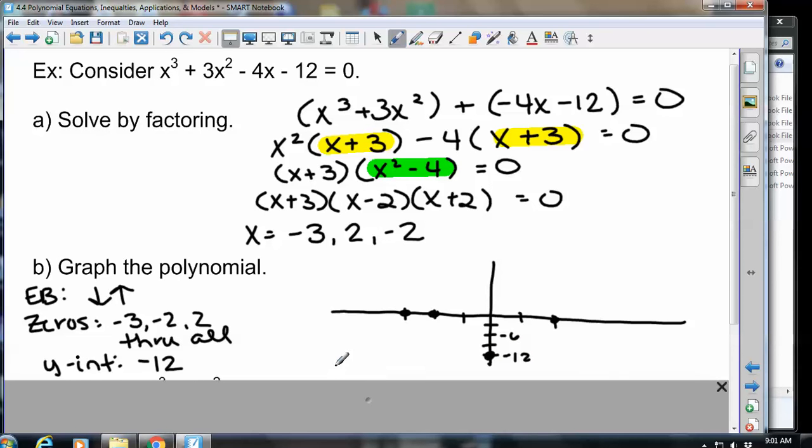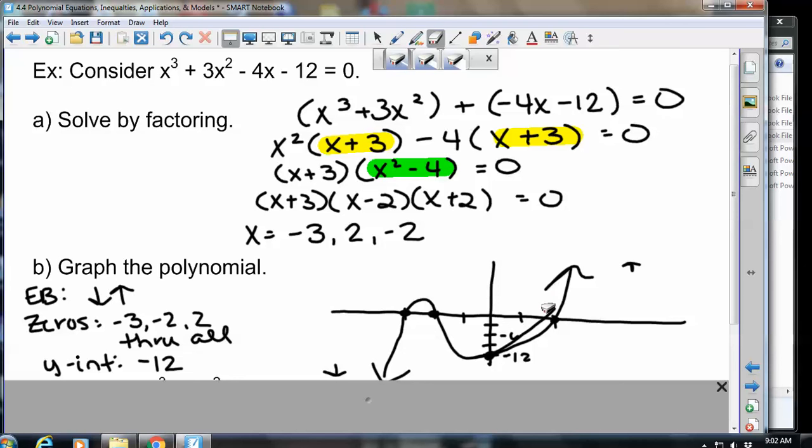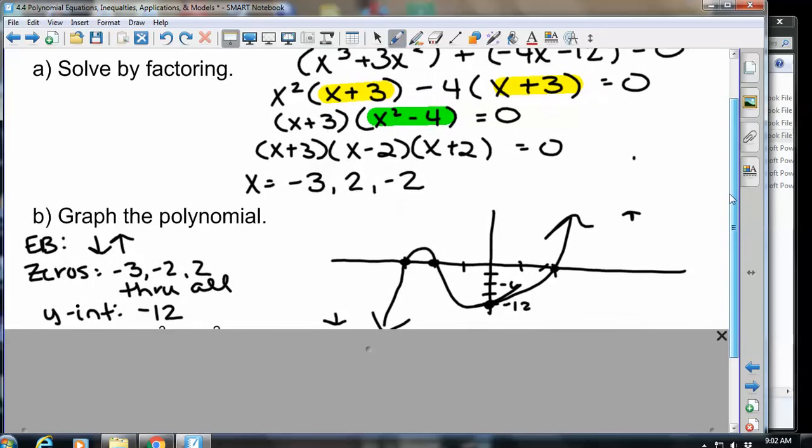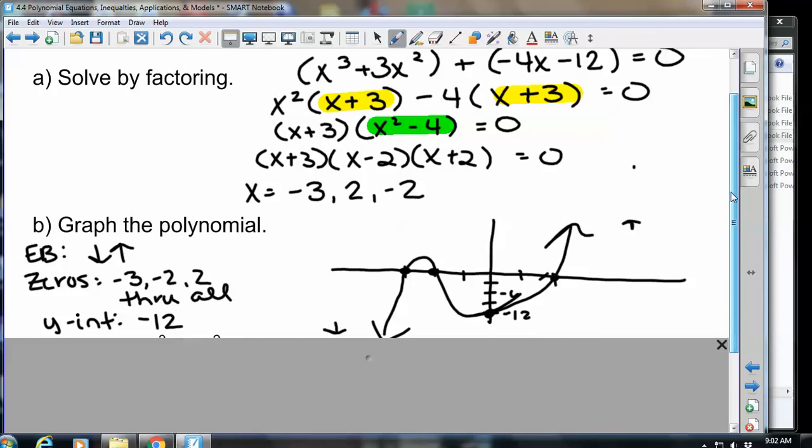Okay, we said end behavior was down, up, so starting down here, ending up here, going through all of those. Hit it, go through. So something like that. How could you check yourself and make sure you were correct? This one okay so far?